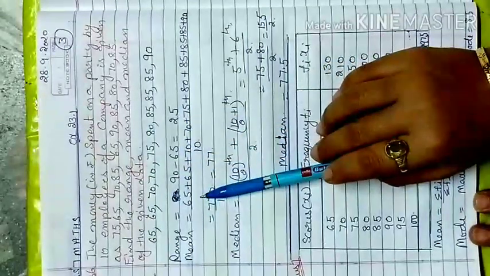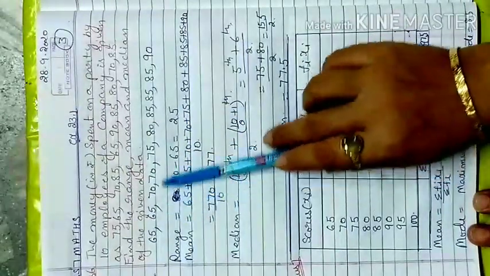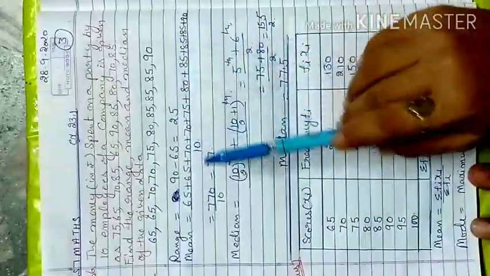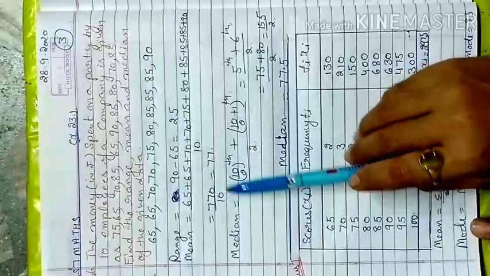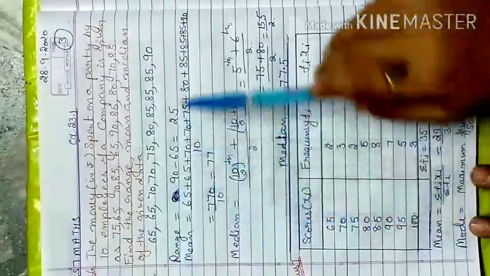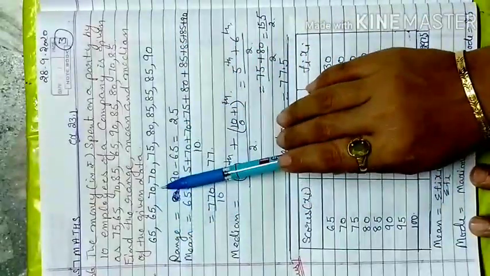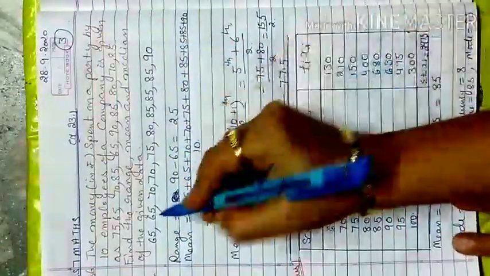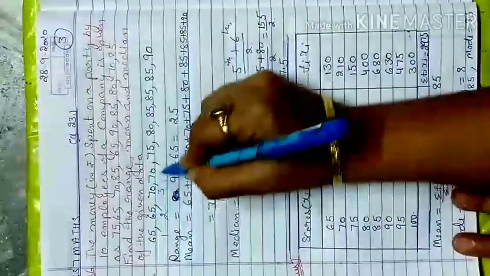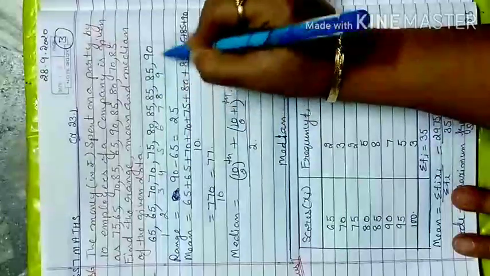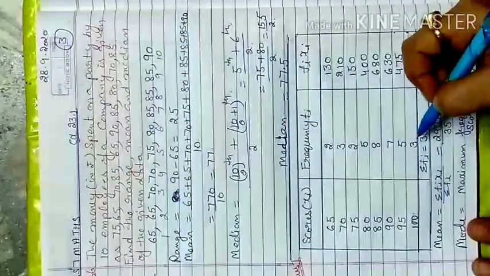Now you have to find the mean. You have to add all these numbers. These are 10 numbers. When you add and divide by 10, that is 770 by 10, which is equal to 77. That is the mean. For the median, there are 10 numbers, and you can mark the positions here: 1, 2, 3, 4, 5, 6, 7, 8, 9 and 10. So these are the positions.